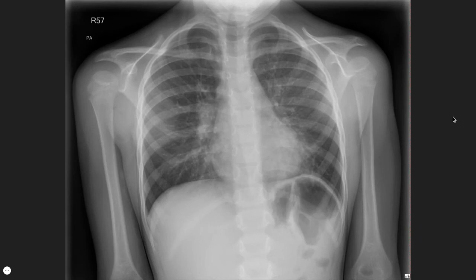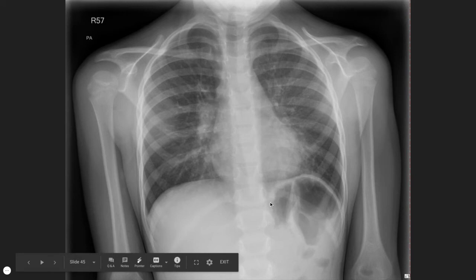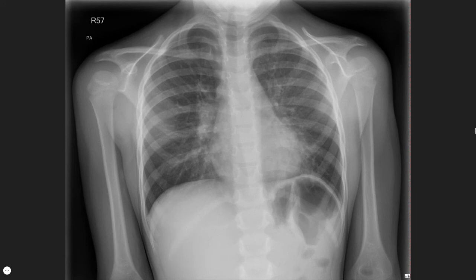Let's leave lobar collapse behind. In this example, we have a 5-year-old who presented with wheezing and shortness of breath. There is loss of the normal heart border with a small amount of opacity behind the heart. The splenic flexure of the colon is splinting the left hemidiaphragm, but there is no gross volume loss or a recognized pattern of collapse. The appearances here are likely to represent consolidation within the lingula of the left upper lobe.